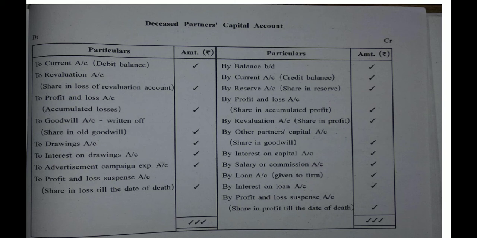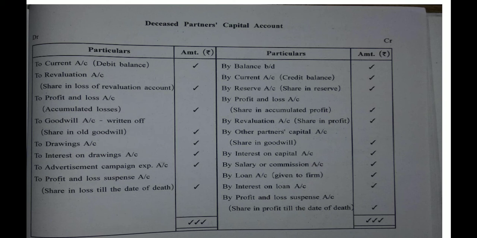Then to advertisement campaign expenditure. Of course, this is not a new thing. This is also given in balance sheet and on asset side. This is to be distributed among all partners in their old ratio. If you remember, we have solved this in previous sums. So here in this account, you are only going to write about the person who meets death or say a deceased partner, his share only.